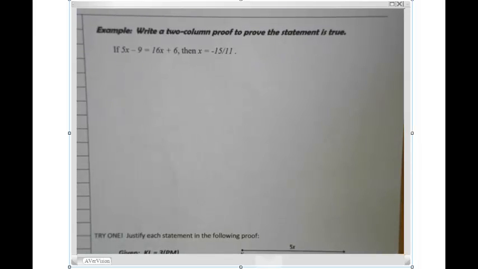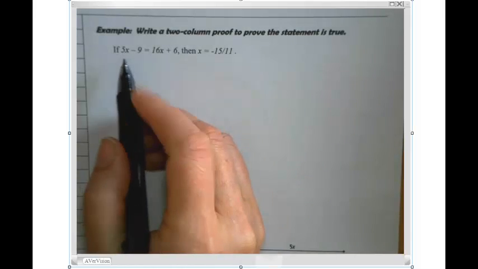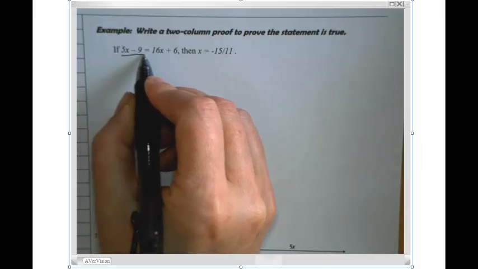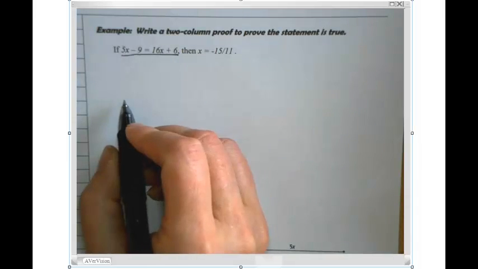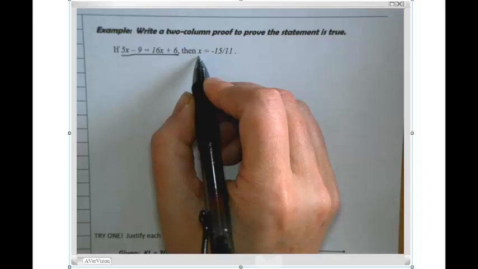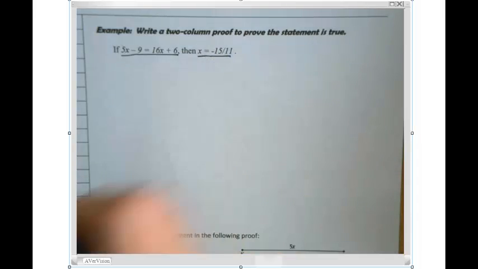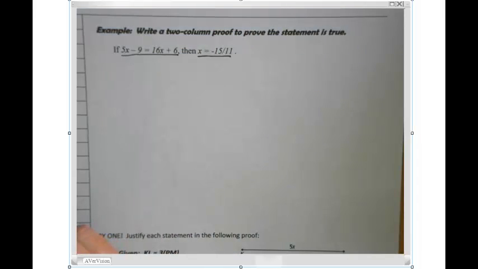Okay, so here's my next problem. We're going to write a two-column proof to prove the statement is true. So basically, we have the statement, if 5x minus 9 is equal to 16x plus 6, there's my hypothesis, then my conclusion is x is equal to negative 15/11. So essentially, this is like an algebra problem that I'm already giving you the answer to, and you're just going to justify every step along the way.